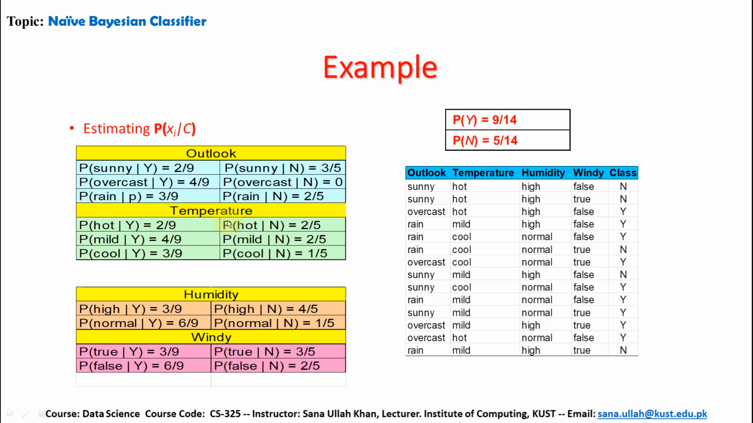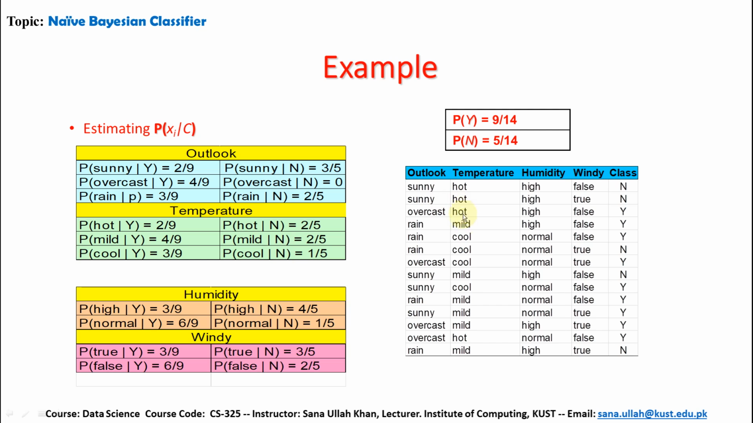Again we want to check temperature. So the probability of hot: check it, hot is 1, 2, 3, 4. The total number of hot is 4. So hot with no, and this one is with yes, this one is with yes. So of the total 4 hot, 2 are associated with yes, and 2 are also associated with no.